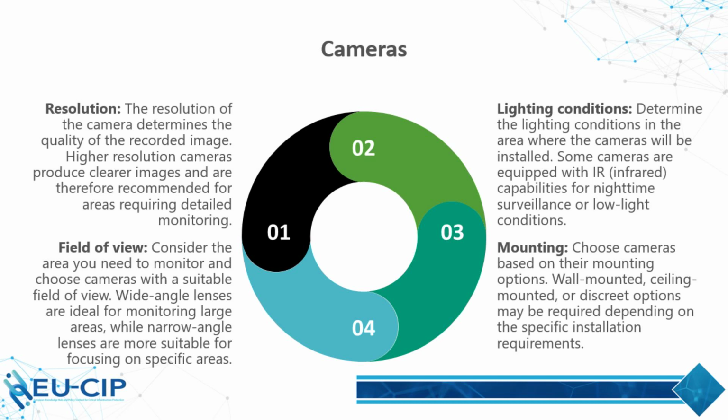Mounting. Choose cameras based on their mounting options. Wall-mounted, ceiling-mounted, or discrete options may be required depending on the specific installation requirements. Field of view. Consider the area you need to monitor and choose cameras with a suitable field of view. Wide-angle lenses are ideal for monitoring large areas, while narrow-angle lenses are more suitable for focusing on specific areas.